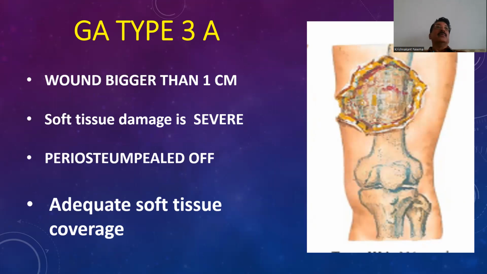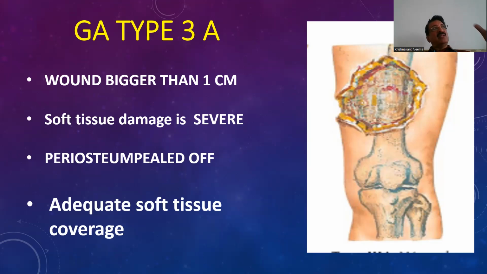Gustilo-Anderson type 3. Type 3 can be A, B, C. Now let's see what is A. Again the wound is bigger than 1 centimeter. Here the soft tissue damage is severe. Periosteum is peeled off, but there is adequate soft tissue coverage over the fracture.